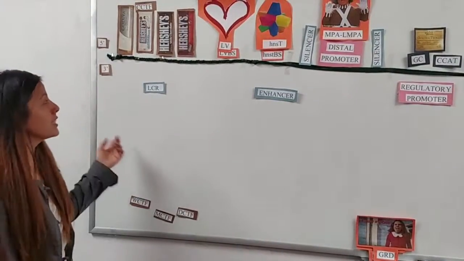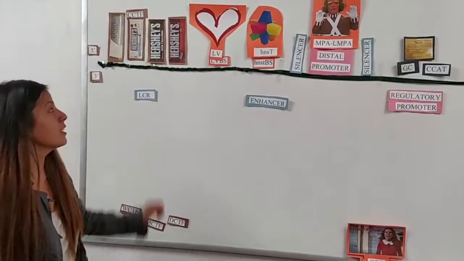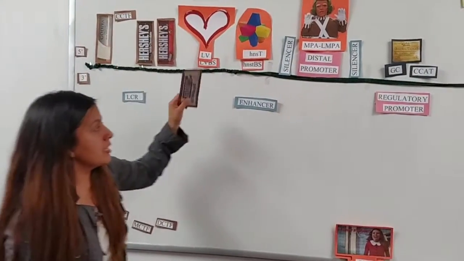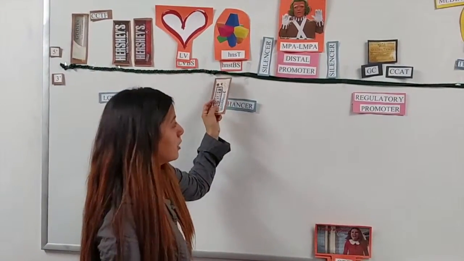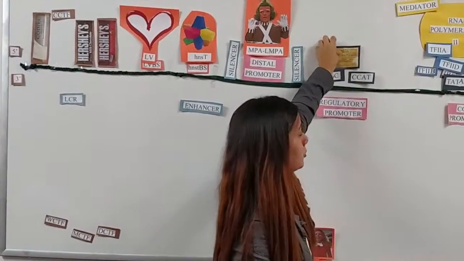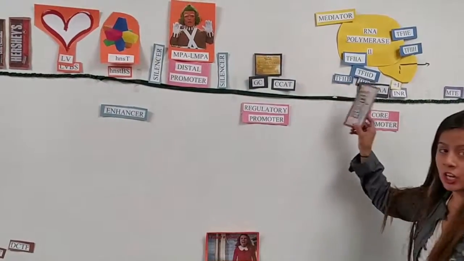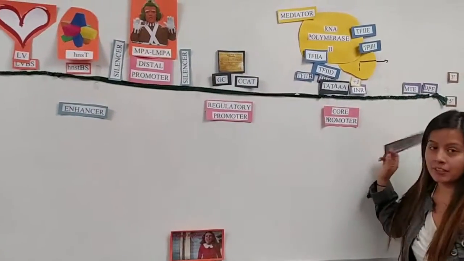In summary, if the cookies and cream transcription factor is bound to the cookies and cream binding site, the proteins are at their binding sites, and the golden ticket is attached to the regulatory promoter, then the cookies and cream protein chocolate will be transcribed for the Wonka gene.